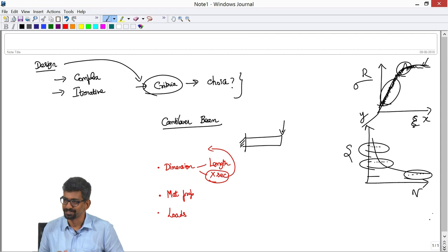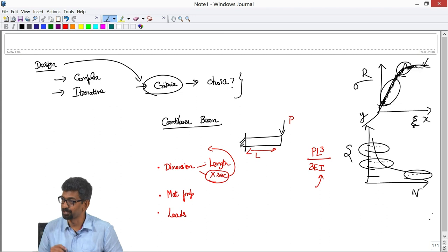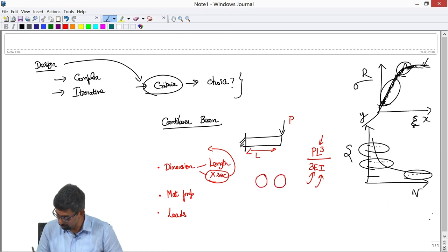But is it going to affect? Yes, provided this is what we are talking about. So this is affected by your cross section, right. Then of course your material property is this, then L is given. So now the question is, this is an alternative. Am I going to have a circular cross section? Am I going to have a hollow cross section? Am I going to have a square cross section?